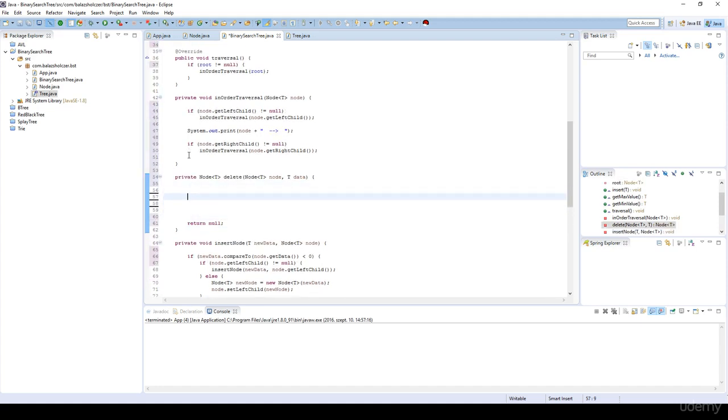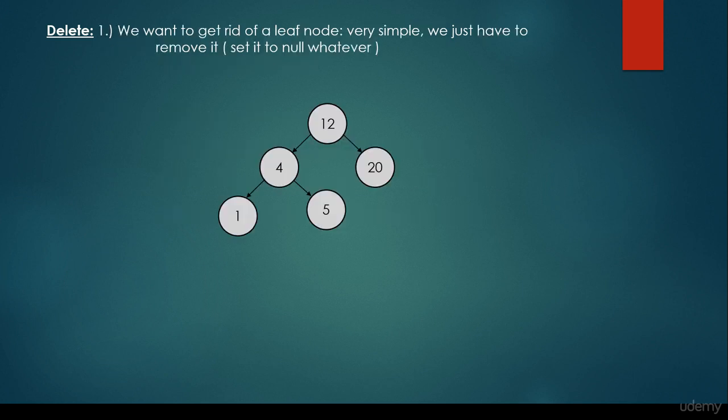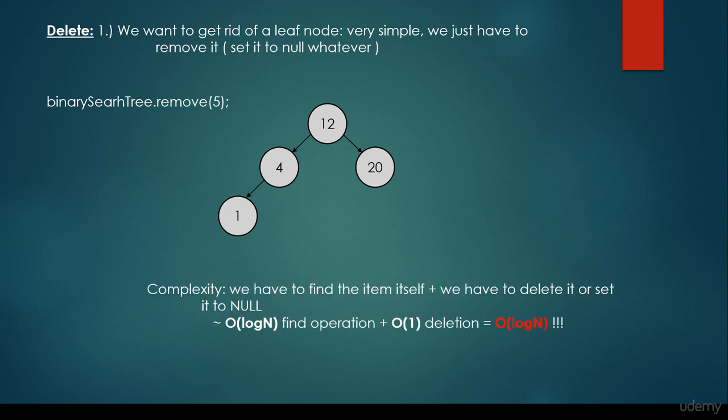So we just have to consider 3 cases, if you may recall. The first possibility is that the node we want to get rid of is a leaf node. The second case is when the node we want to get rid of has a single child. And the third case, of course, is when the given node has 2 children. When it is a leaf node, first we have to search for it, starting with the root node. We find this given node and we just set it to null.